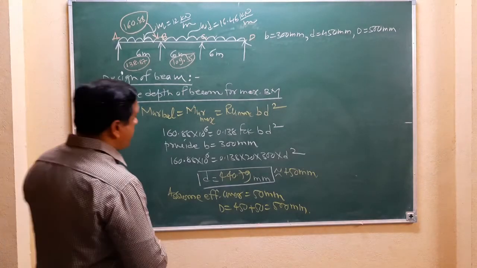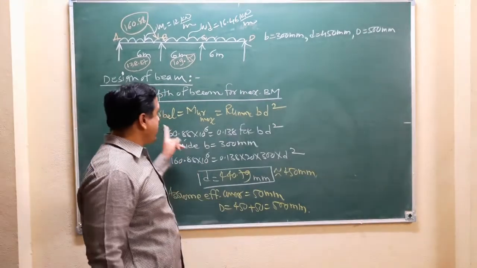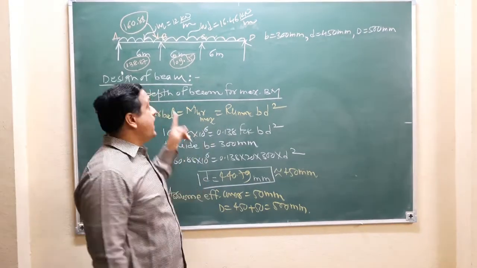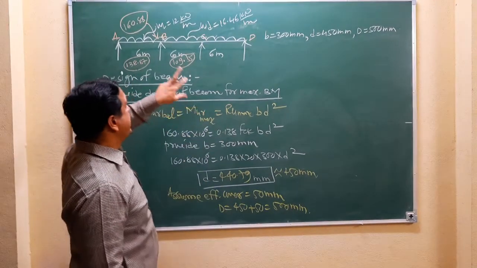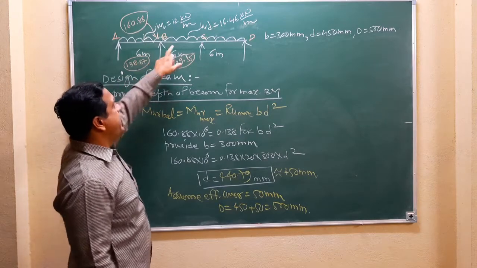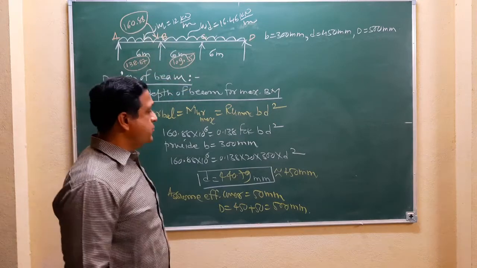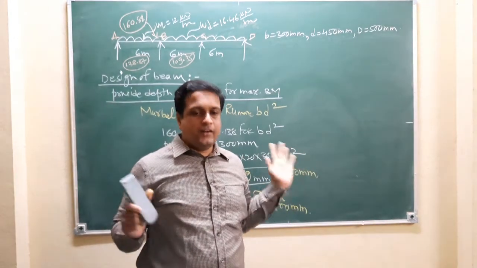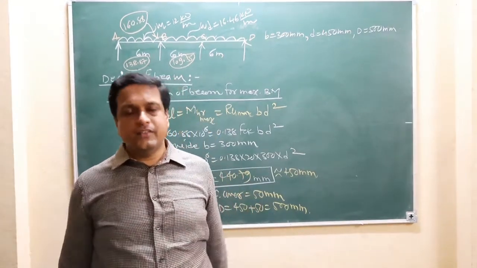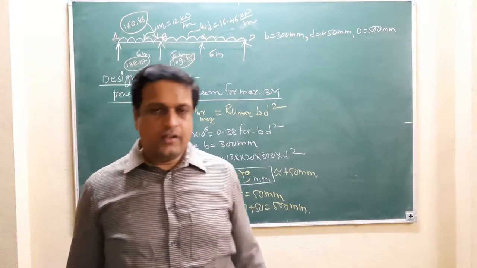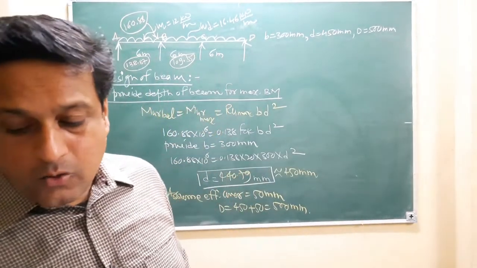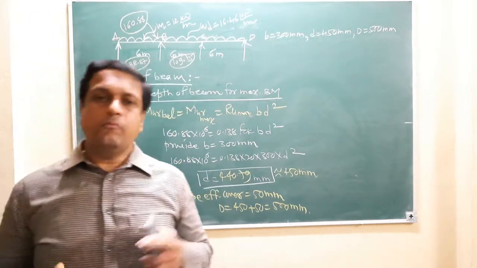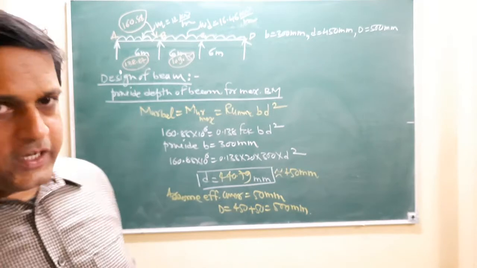By providing the depth for the maximum bending moment, the benefit of this step is that at each location, that means at the end span, at the intermediate span, at the next to end support, the beam is acting as an under reinforced section. This is the benefit of providing the depth of the section for the maximum bending moment, isn't it?